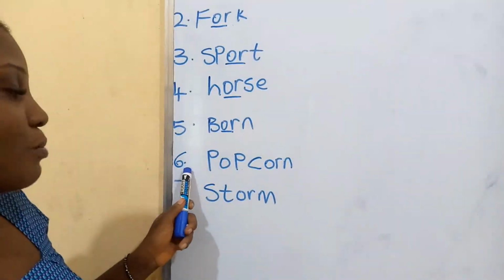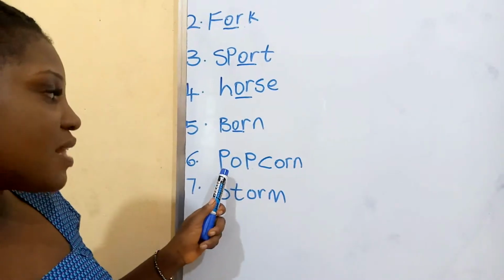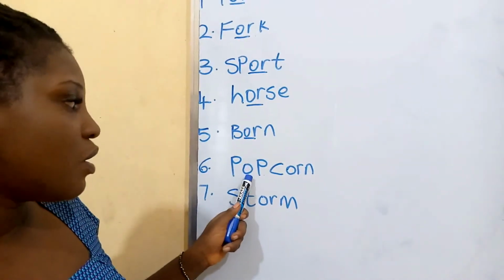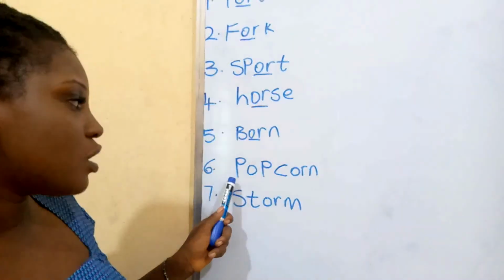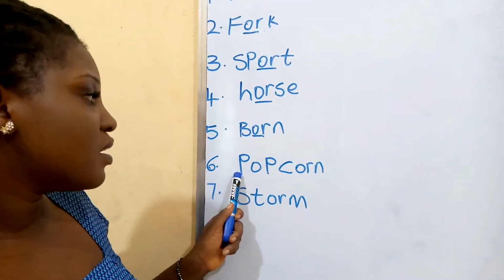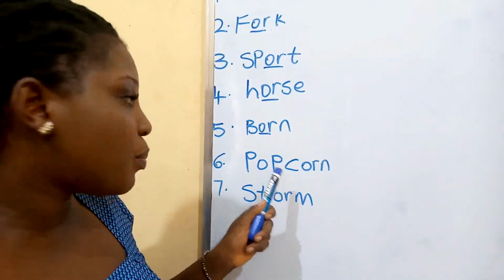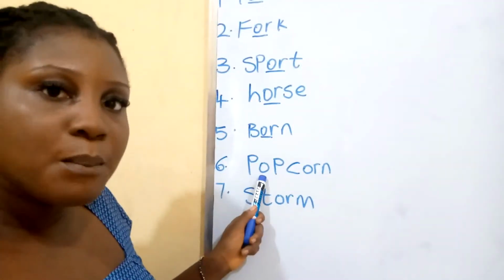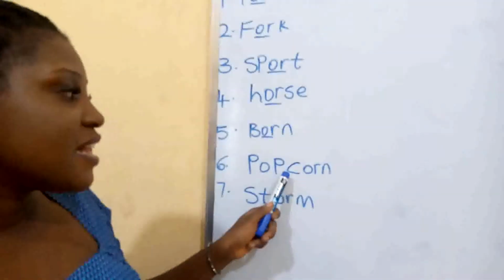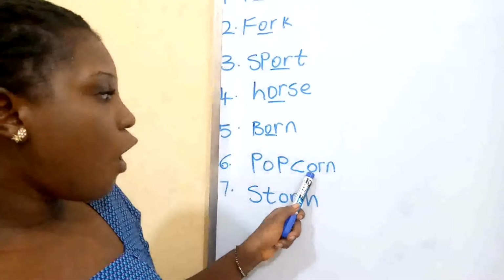Okay, now look at number 6. So now let's sound this together. Up. Give us what? Pop. Okay, let's try this. Earn.